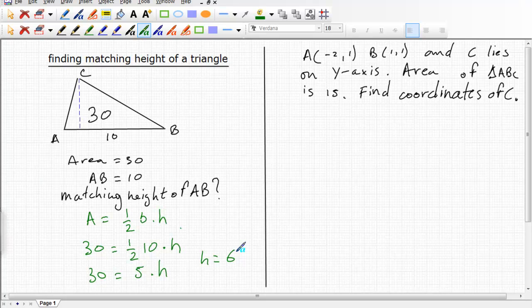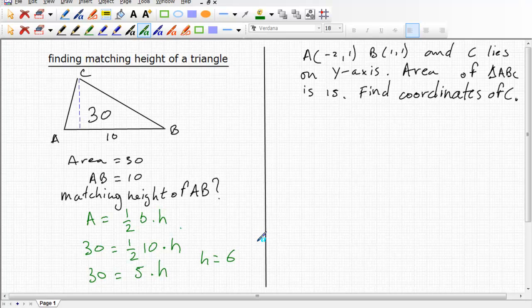Now, how can you do a more complicated problem? Like the following on the right, we have point A, which is at (-2, 1), a point B, which is at (1, 1), and a point C, for which you do not get the coordinates, but they do tell you that it lies on the y-axis. And it also tells you that the area of this triangle ABC is 15. Now, can we find the exact coordinates of C?